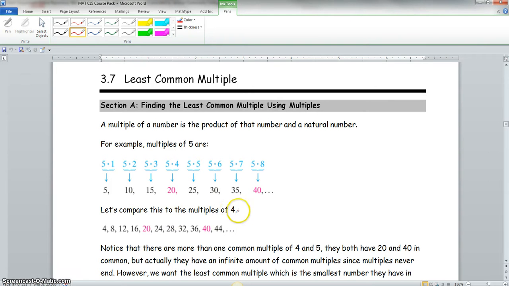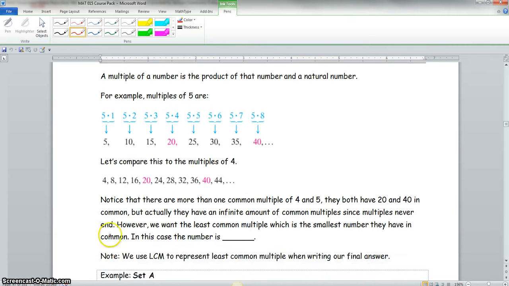Let's compare this to the multiples of 4. We start off with 4, 8, 12, 16, 20, 24, 28, 32, 36, and so on. Notice that there is more than one common multiple of 4 and 5. They have 20 or 40 in common, but actually they have an infinite amount of common multiples since multiples never end. However, we want the least common multiple, which is the smallest number they have in common. In this case, the number is 20.